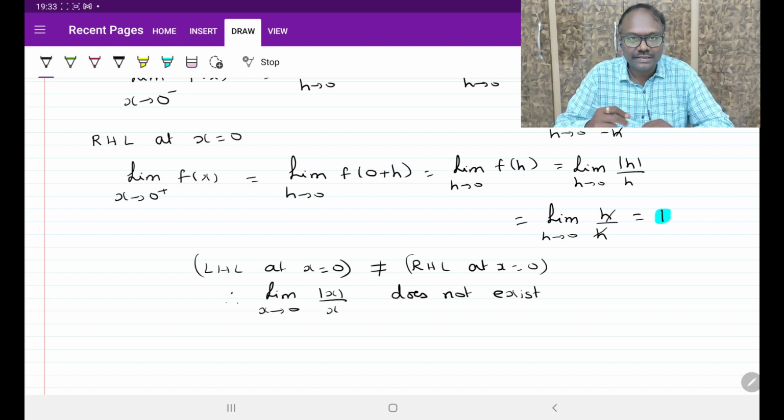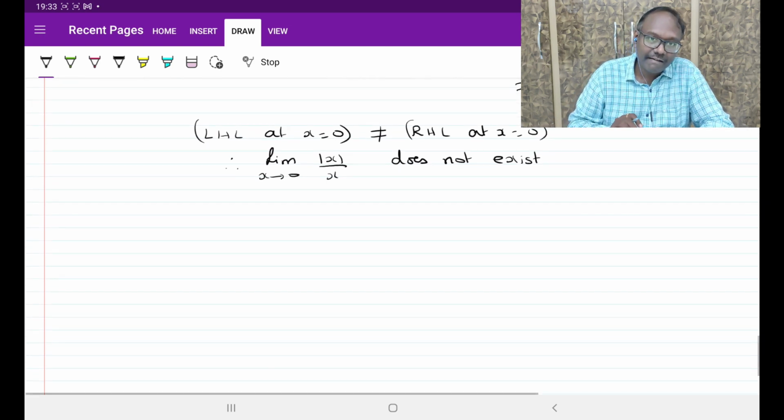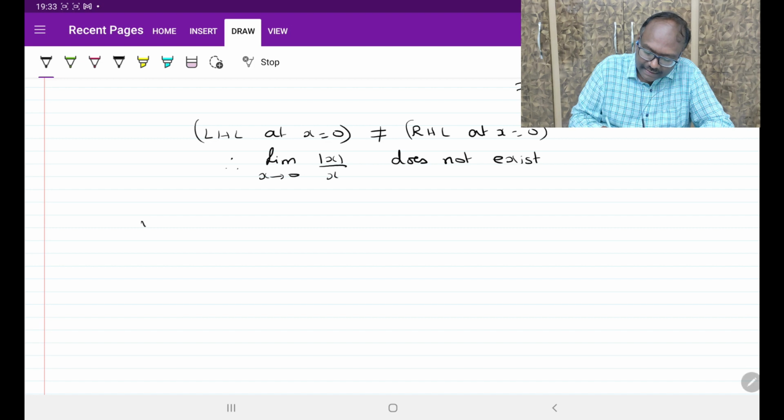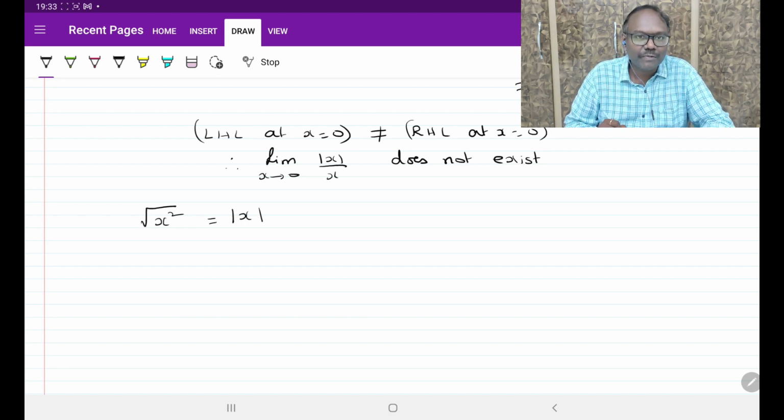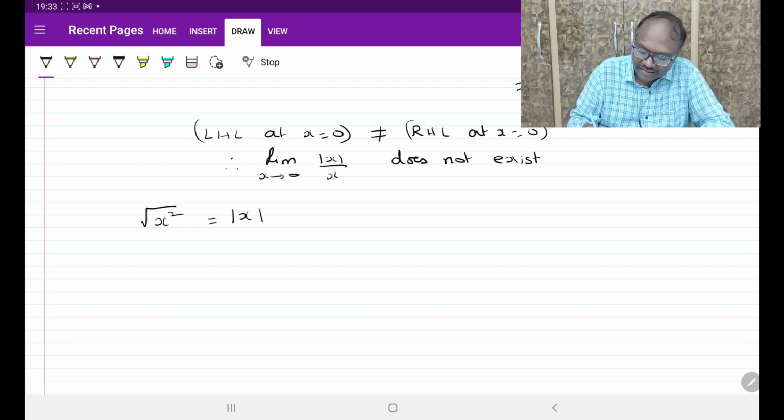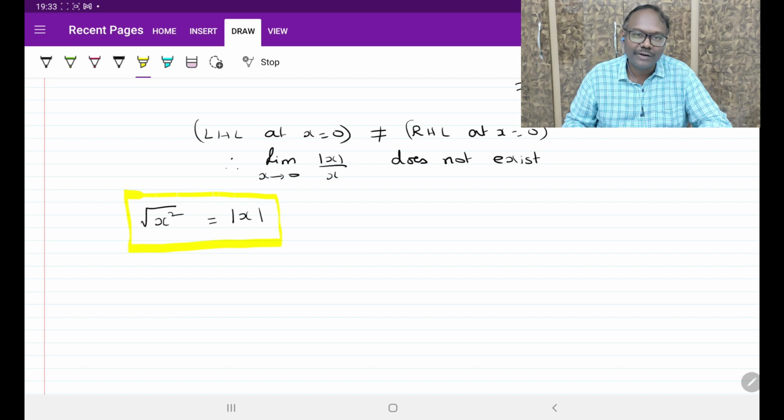So very often we use this in the problems of continuity and differentiability. So you must be thorough with how to find the left hand limit and right hand limit. A very important result is this: whenever we have root over x square, we should consider this to be modulus of x. We only consider the positive value. For example, square root of 4 is only plus 2, square root of 9 is only 3. So root over x square will be modulus of x. This is an important result. You can pause the video and make a note of this.